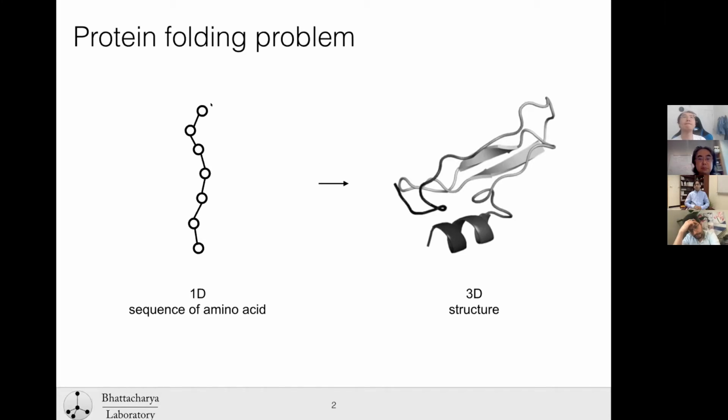You have the one-dimensional sequence of amino acids, which folds spontaneously into characteristic three-dimensional structures in order to carry out important biological functions, such as move our muscles, digest food for us, run our immune systems, and so on. So the problem is, how do we understand the process of going from the 1D sequence of amino acids to its 3D structure? And more importantly, can we predict the 3D structure given the 1D sequence of amino acids?